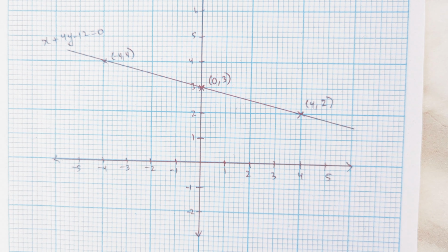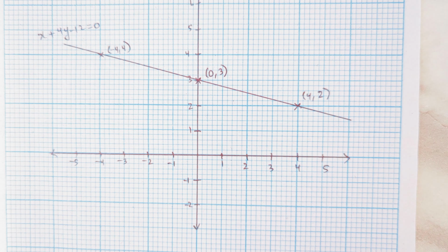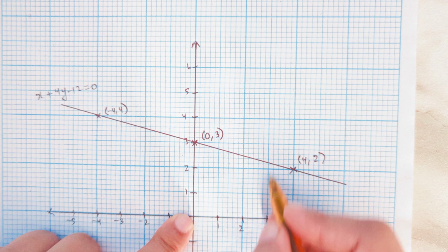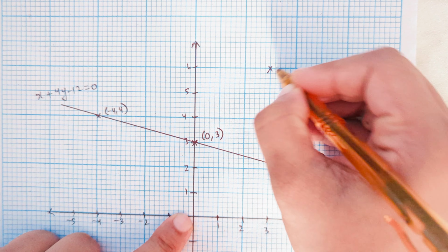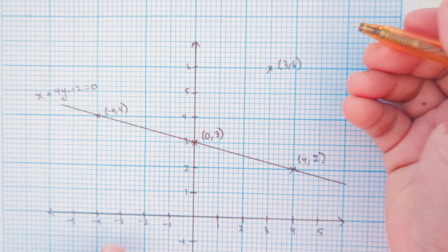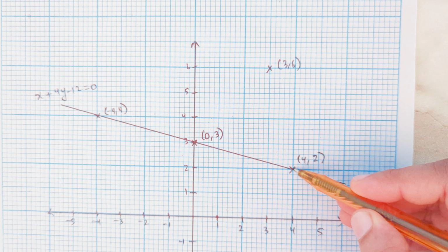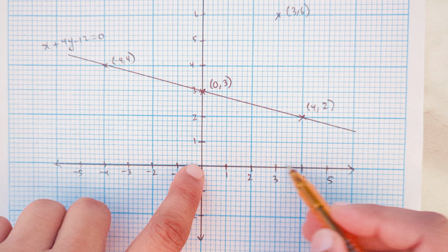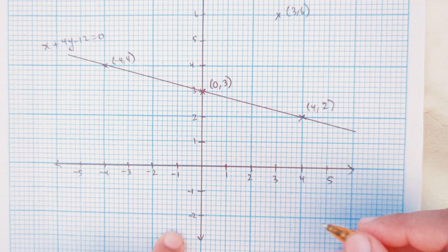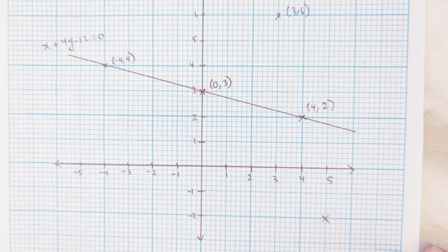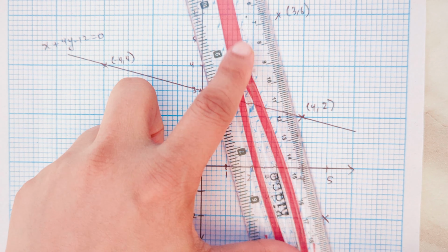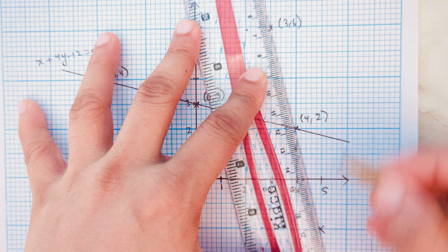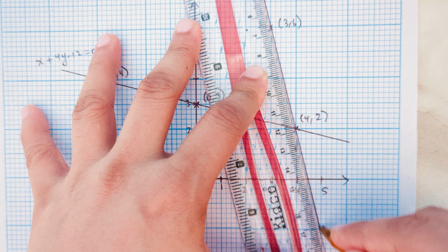Now the second equation has the points 3 comma 6. For 3 we will go here, and for 6 we will go up. So this is the first point, 3 comma 6. The second point is 4 comma 2, the same one we have already plotted. And the third point is 5 comma 2. Wait, for 5 comma 2 we will go right and then down. So here's the third point. Now let's join them, and you will again see that we are getting a straight line.